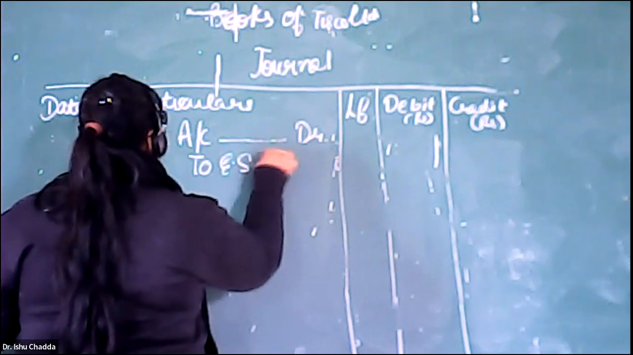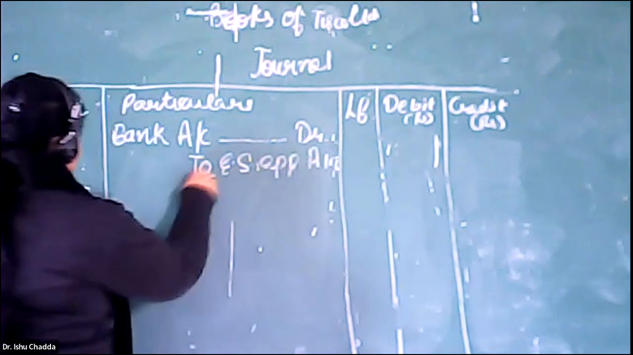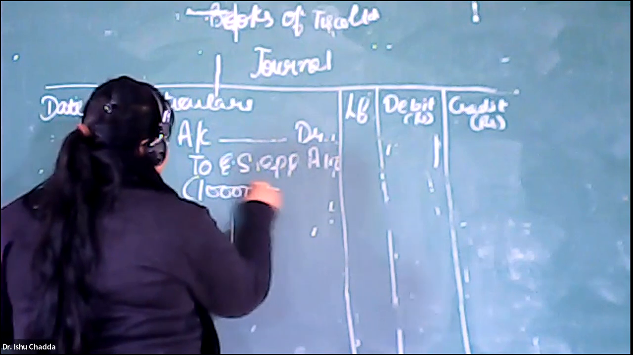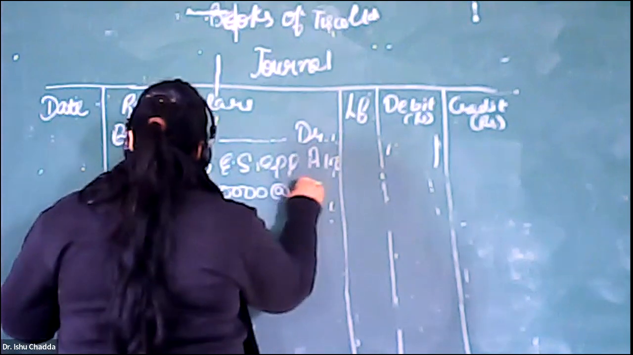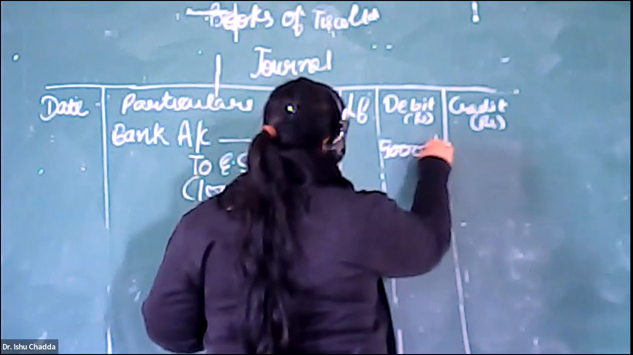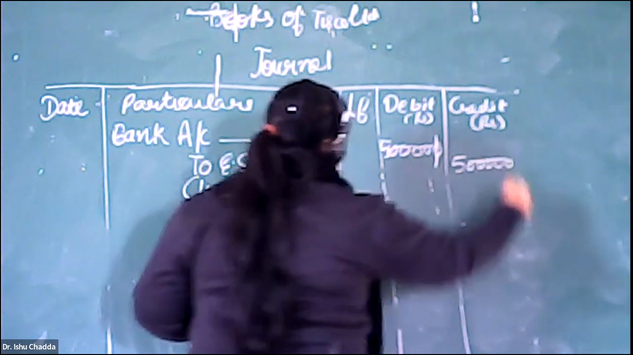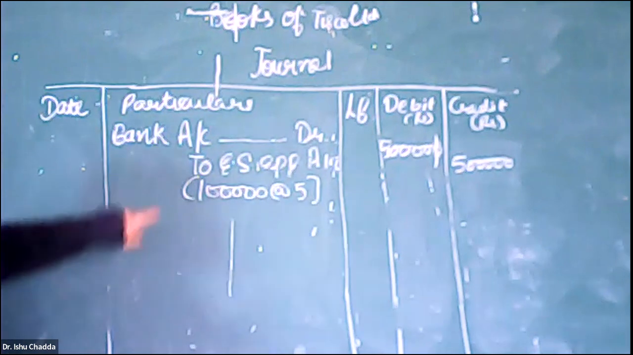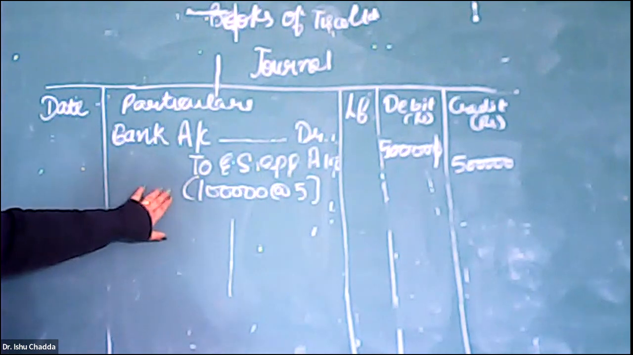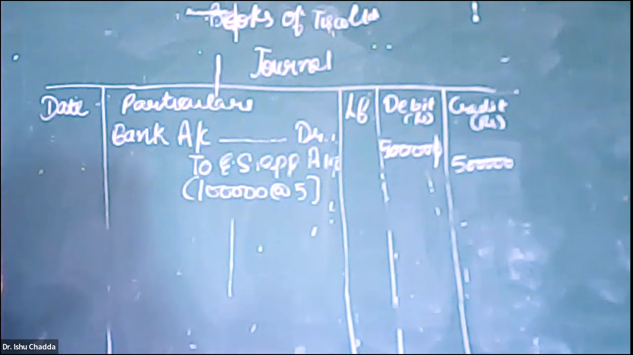Equity share application account. Being ₹1 lakh equity shares application received at ₹5, that is 5 lakh. Being you have actually received 1 lakh equity share applications of 5 rupees, that will be 5 lakh rupees. So the next entry will be when you transfer your application to the capital account.